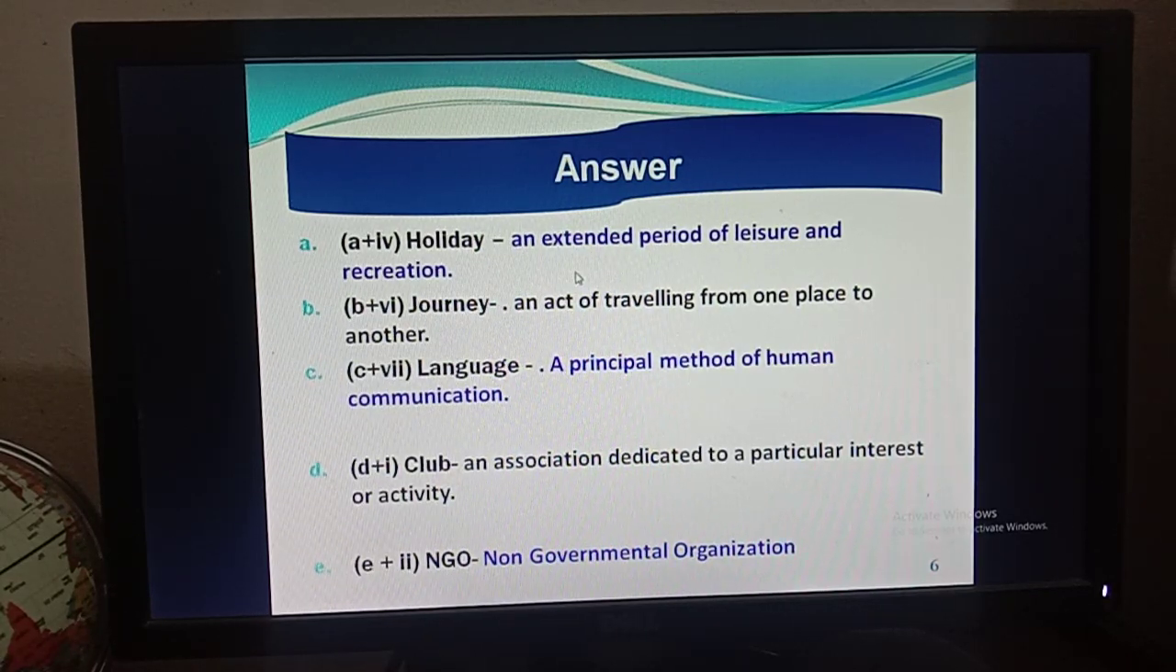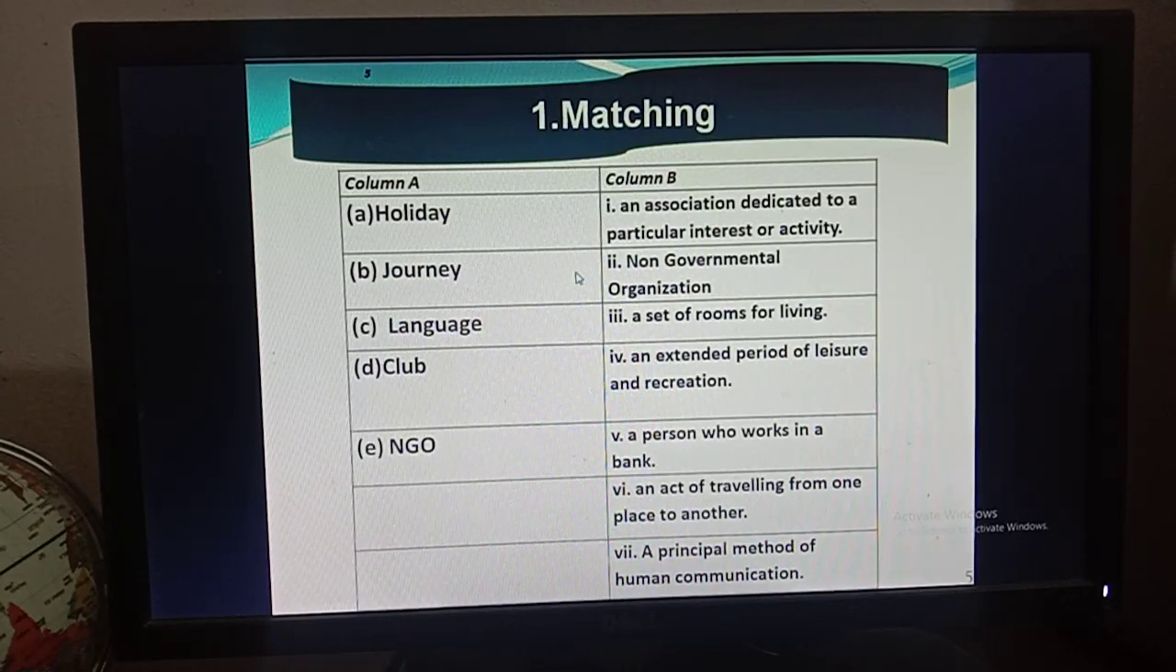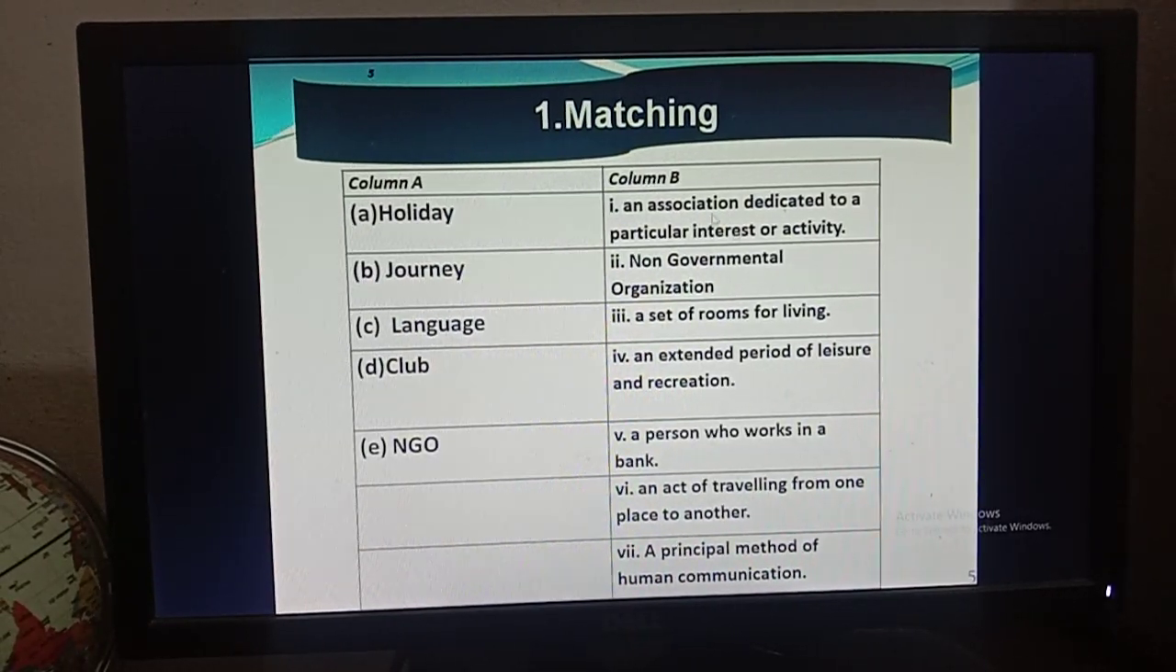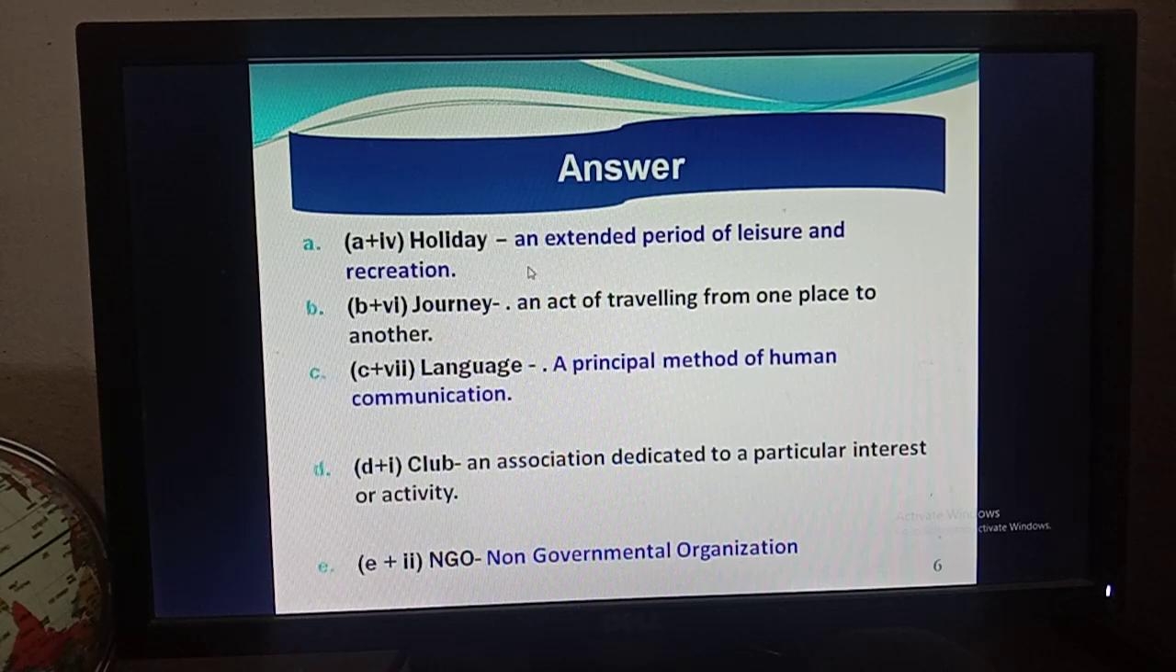So boys, when you write the answer in the exam hall, you need not copy this matching. But when you are writing this now, that means you are doing the CW. First of all, you will draw a box like me. Then you will write column A and column B. Then you will write the words and also the meaning of the words. Then you will write the answer on the next page like me.